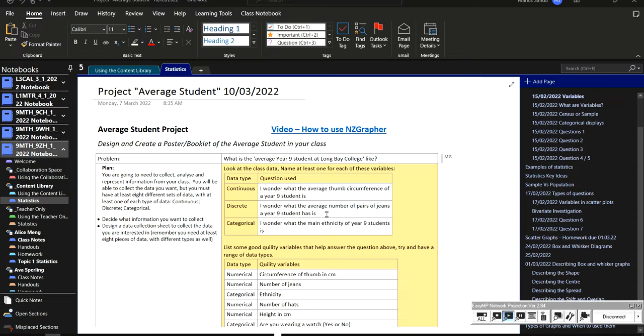All right. Why is it discrete? Because there is no such thing as 5.37 pairs of jeans. You can either have one pair of jeans, two pairs of jeans, three pairs of jeans, four pairs of jeans, five pairs of jeans. Yes, that's all you can have.